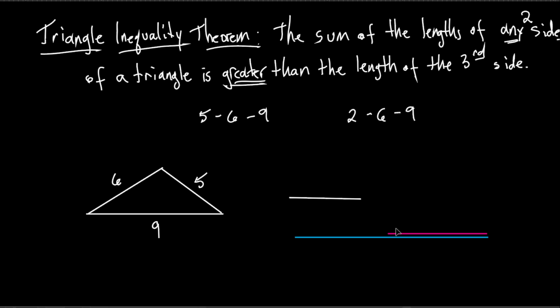So there's no way I can make a triangle if they don't add up to be bigger than the third side. Okay, these two sides have to add up to be bigger than that blue one right there. I know I didn't demonstrate that super well, but you get the idea. All right, let's move on.